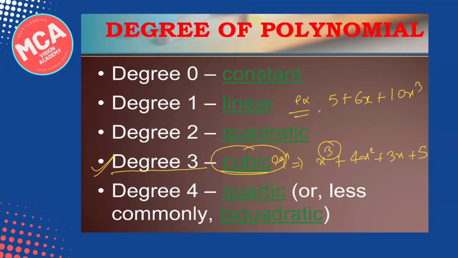5 + 6x + 10x³ बोलो ये कौन सा इक्वेशन है? कम ऑन, कम ऑन गाइस.